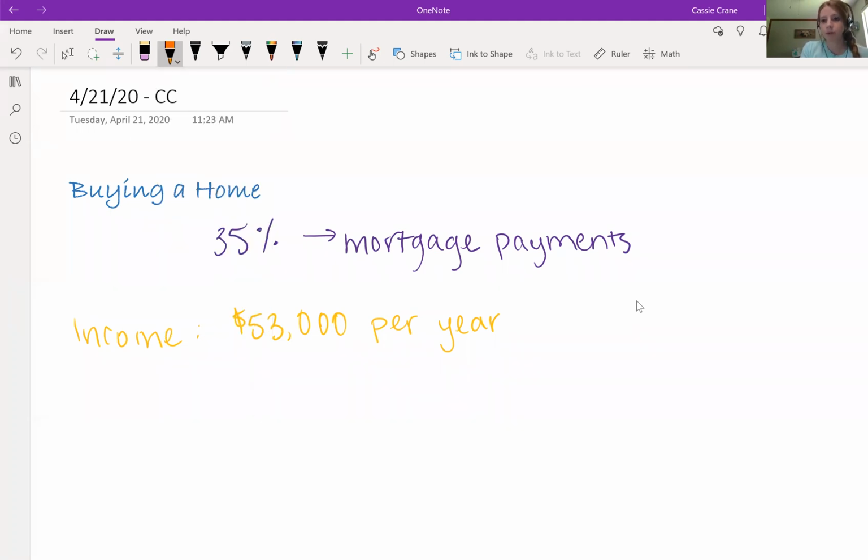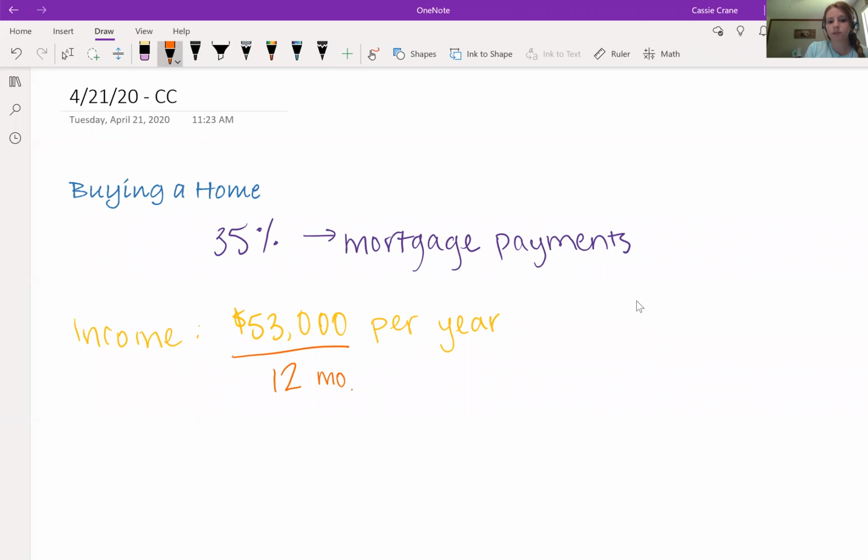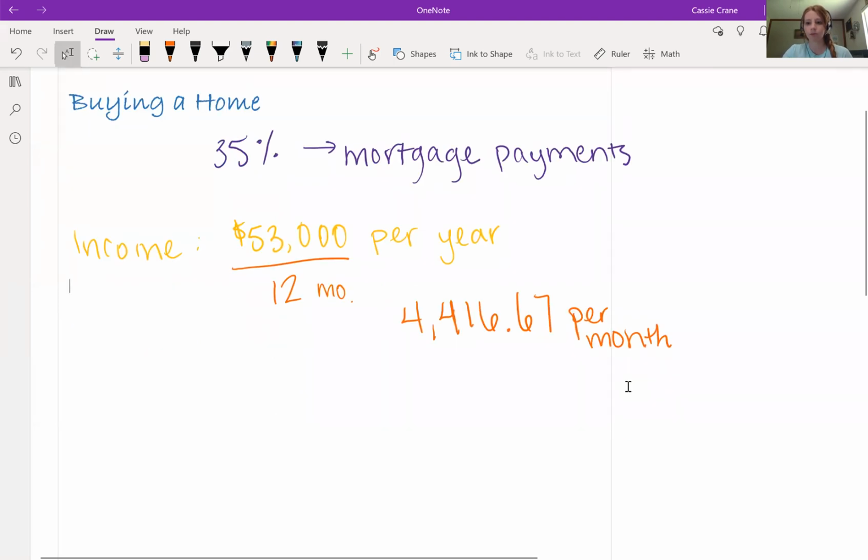Okay, so if this is how much we make per year, and we know that there are 12 months in a year, and we want to know how much we'd make per month, we would want to divide this into 12 pieces, 12 equal pieces for 12 months, right? So we can divide our annual income by 12 to determine how much we'd make per month. So if we divide that by 12, we're going to get $4,416.67. So that's how much we make per month if we take our annual income and divide it by 12.